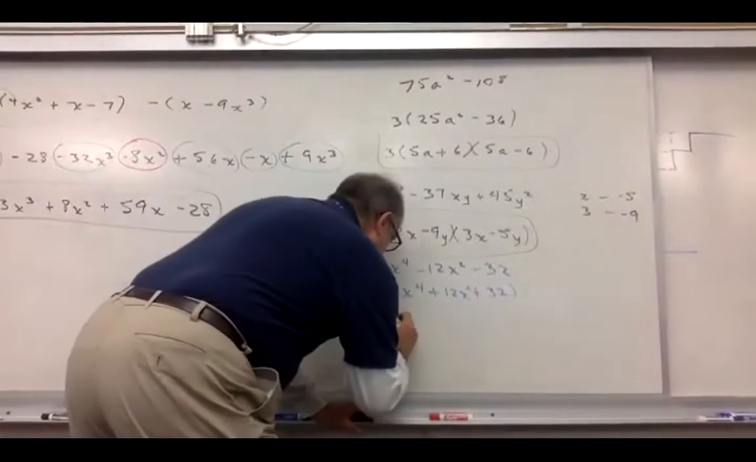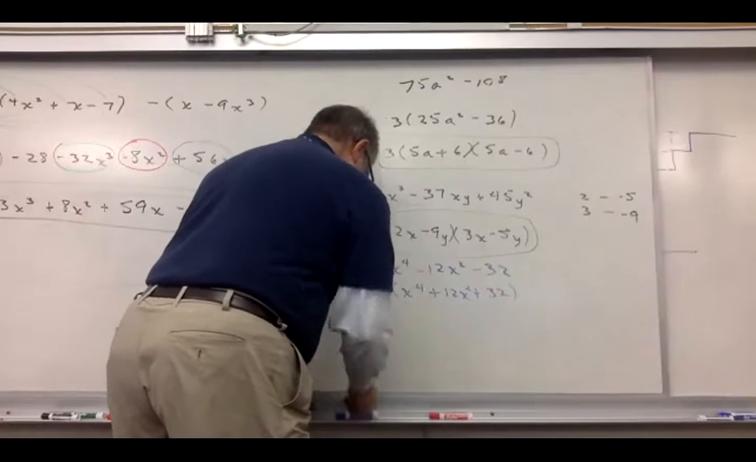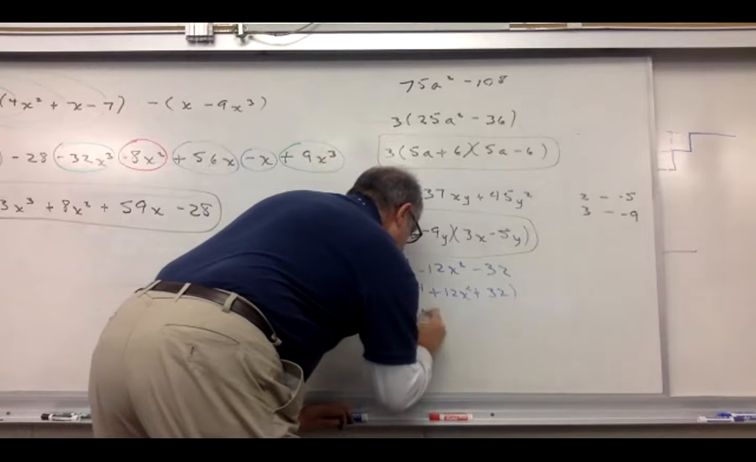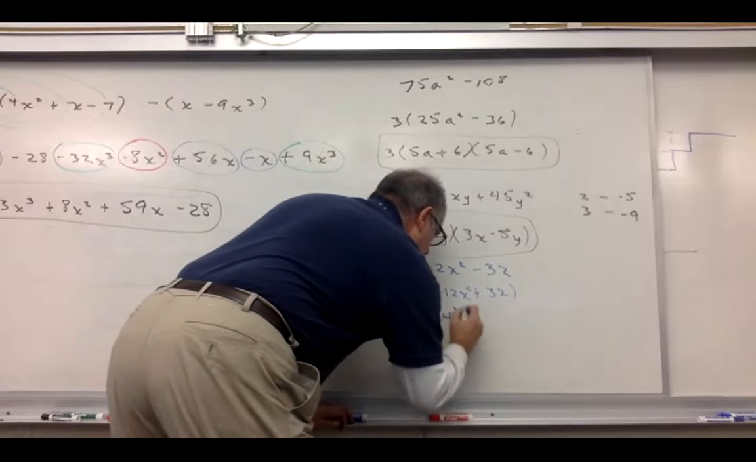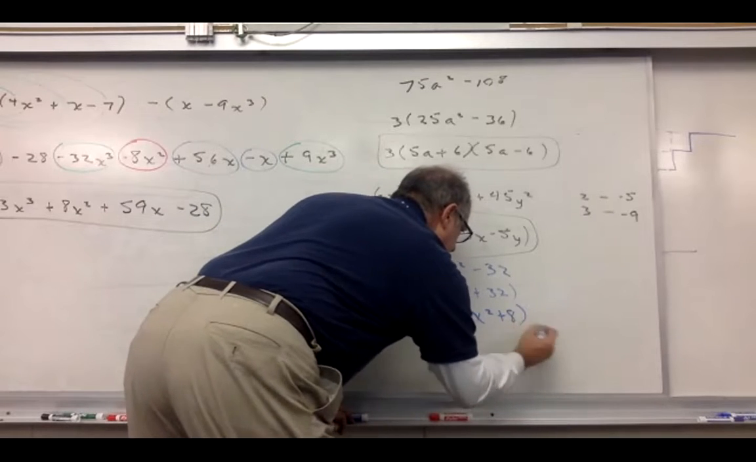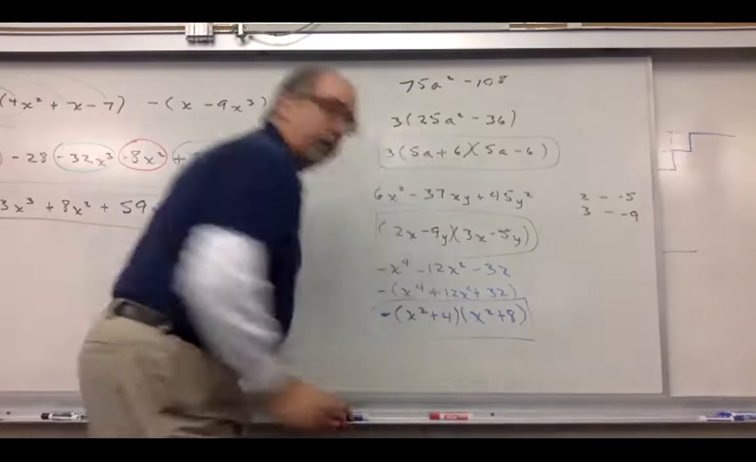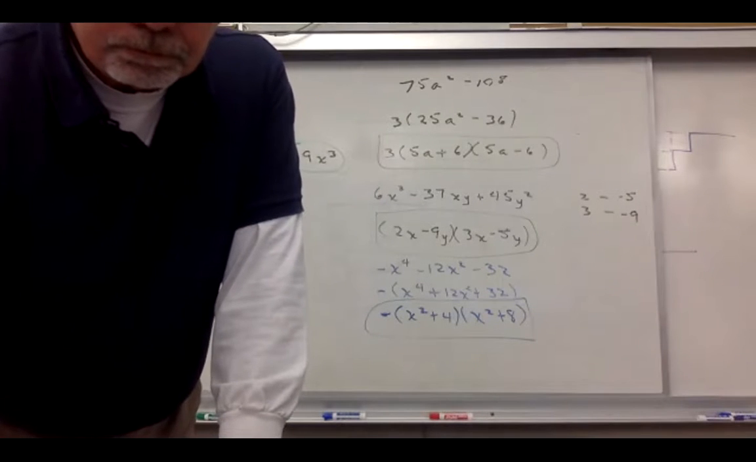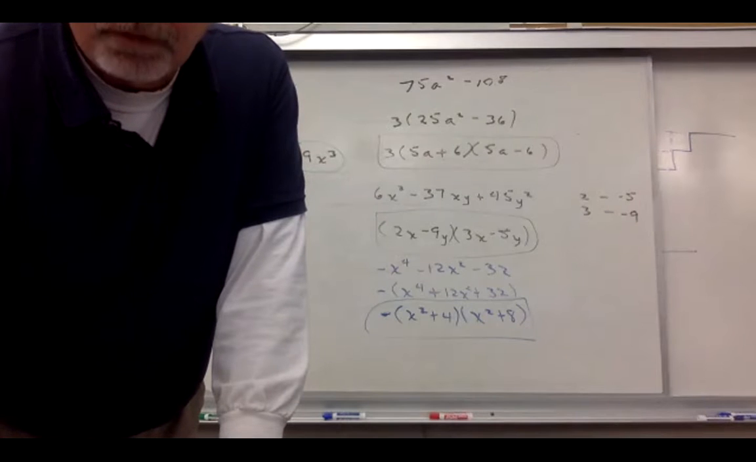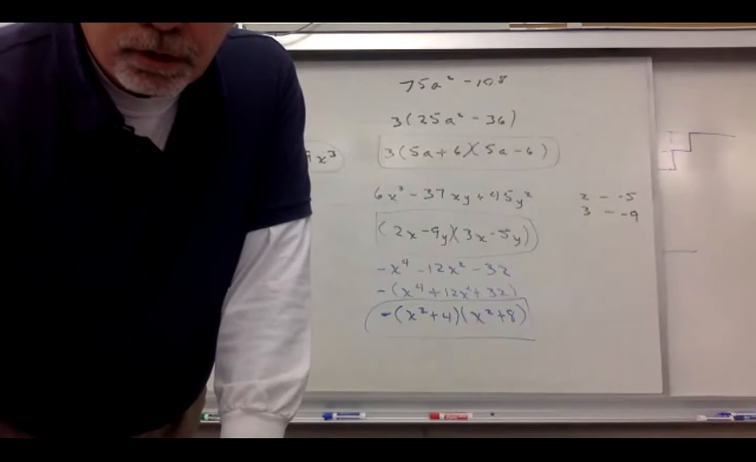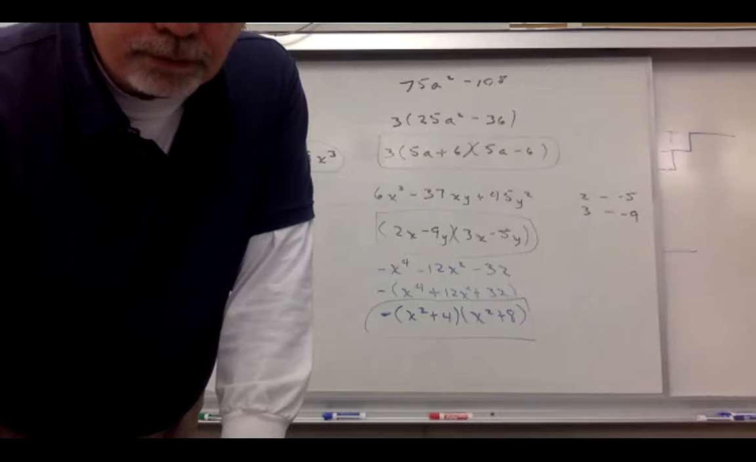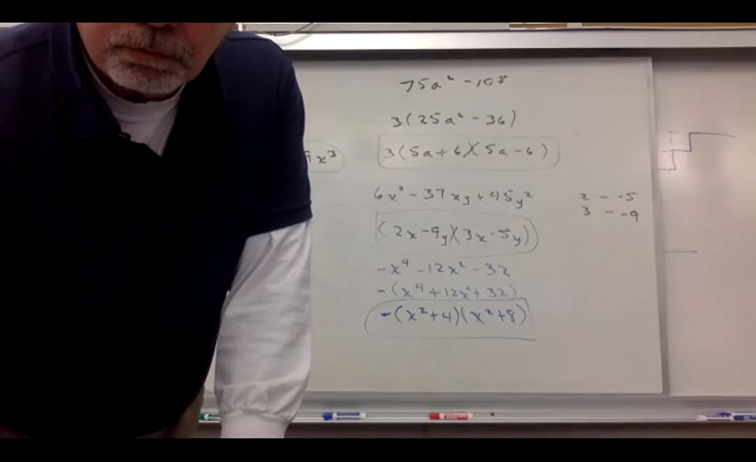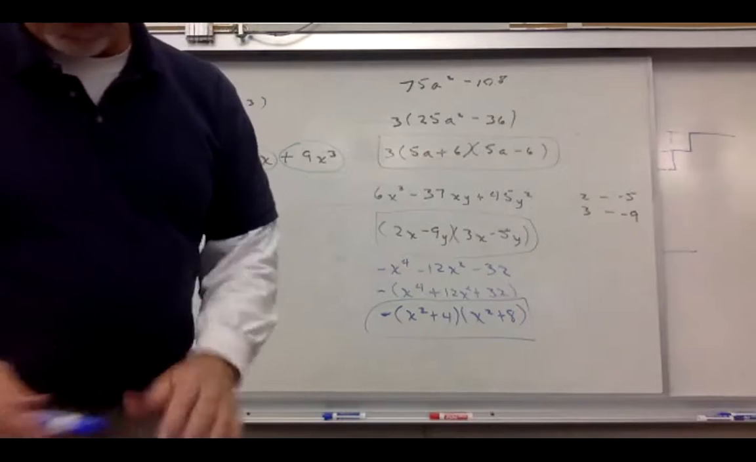And so for this, I get negative (x squared + 4)(x squared + 8). And that's all the farther we can take that. We can't go any further. Okay? All right. Questions so far? Okay, next.